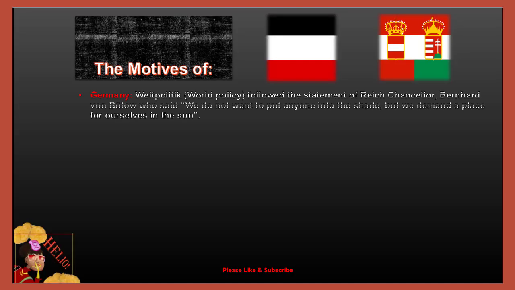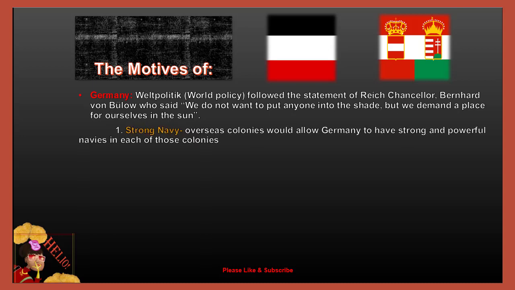So Germany's motives are summarized in its Weltpolitik. This means world policy. And this followed the statement given by the Reich Chancellor Bernhard von Bülow, who said, "We do not want to put anyone in the shade, but we demand a place for ourselves in the sun." And this basically means the following points. First of all, a strong navy. Overseas colonies would allow Germany to have strong and powerful navies in each of those colonies. So lots of navies, lots of power. Next up, we have a large empire.